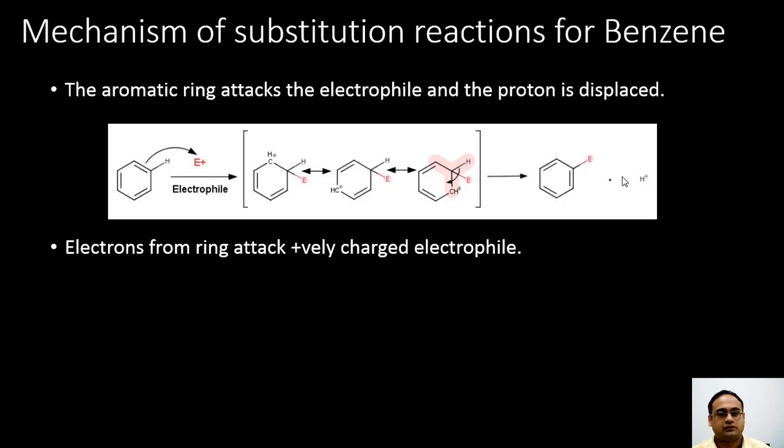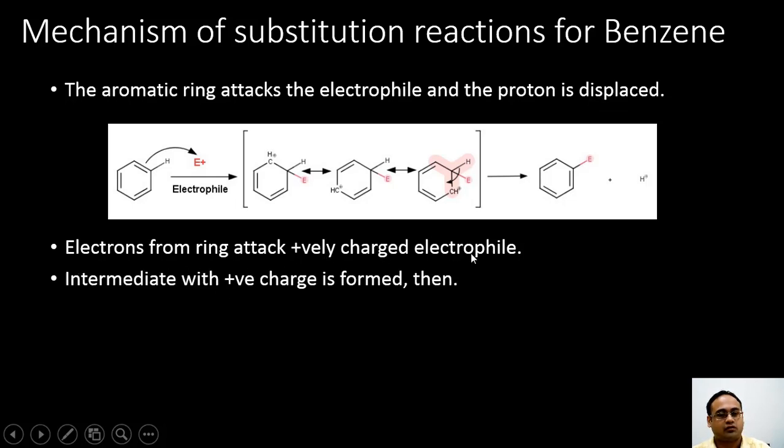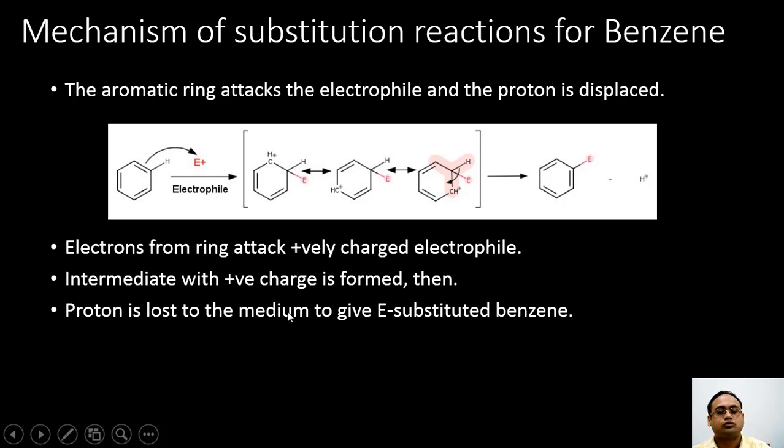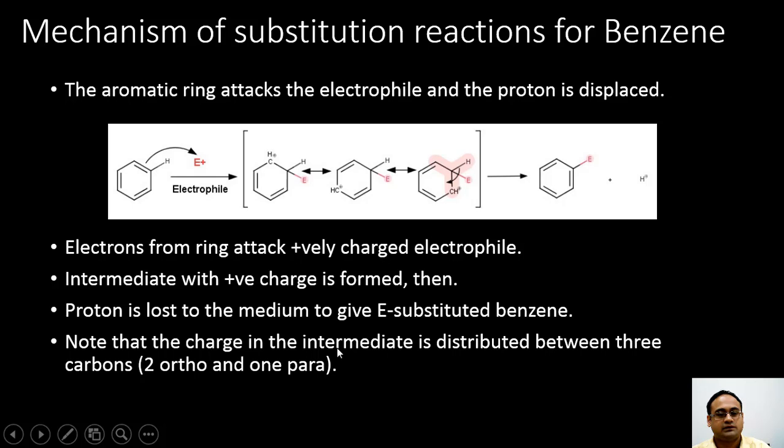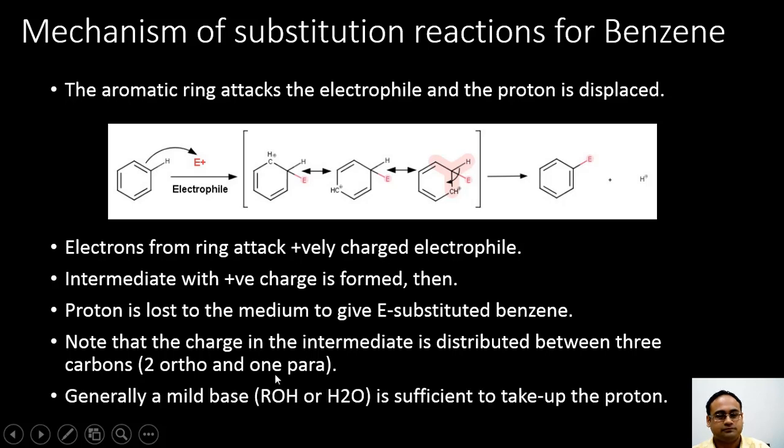So this is to summarize, the aromatic ring attacks the electrophile and the proton is displaced. Electrons from the ring attack the positively charged electrophile. Intermediate with positive charge is formed, and then proton is lost to the medium to give the electrophile substituted benzenes. Note that the charge in the intermediate is distributed between only 3 carbon atoms, 2 of them are ortho and 1 is para. Generally, a mild base like alcohol or water is sufficient to take up this proton.